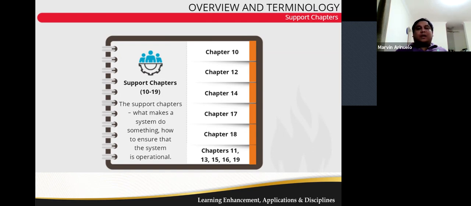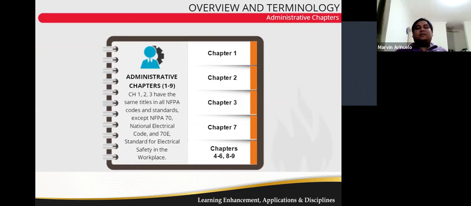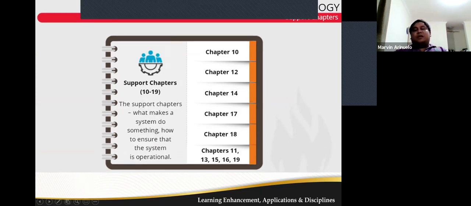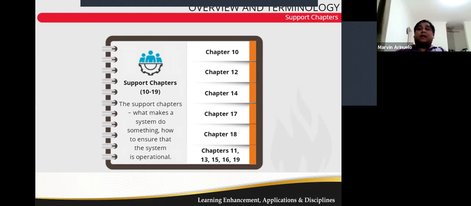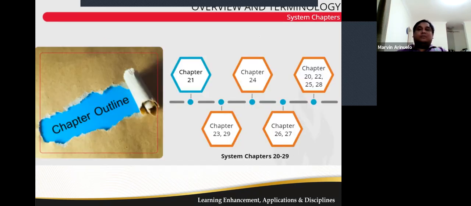Chapters 10 to 19 are the support chapters. What makes the system do something? How to ensure that the system is operating according to the design intent, functionality, or use? Remember, guys, that chapters 4 to 6 and 8 to 9 are not used and are listed as reserved. It might be used or may not be used in a future edition. Similarly here, chapters 11, 13, 15, 16, 19 are vacant, meaning not used or reserved. Again, it might be used or not in the future. We don't know whenever they revise the standard.